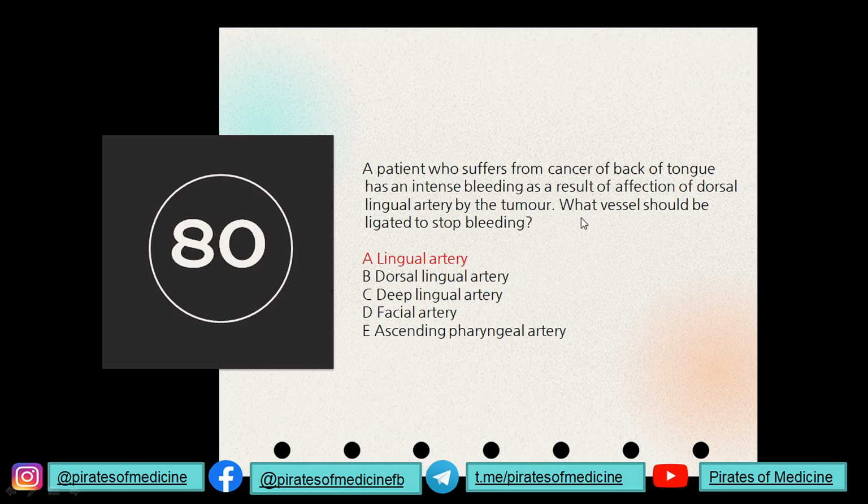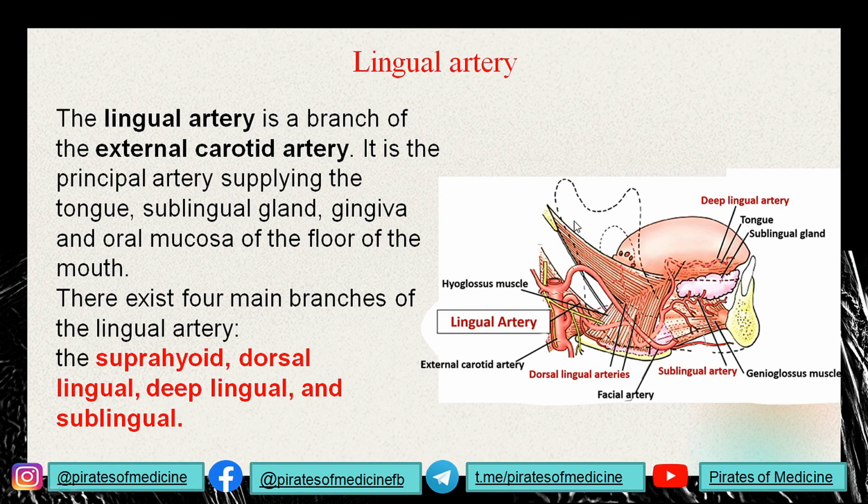To understand this, let's look at the blood supply of the tongue. The tongue over here is supplied, as you can see, by the lingual artery. The lingual artery is a branch of the external carotid artery. It supplies the tongue, the sublingual gland, the gingiva, and the oral mucosa of the floor of the mouth. And there are 4 main branches of the lingual artery: the suprahyoid branch, the dorsal lingual branch, the deep lingual branch, and the sublingual branch.